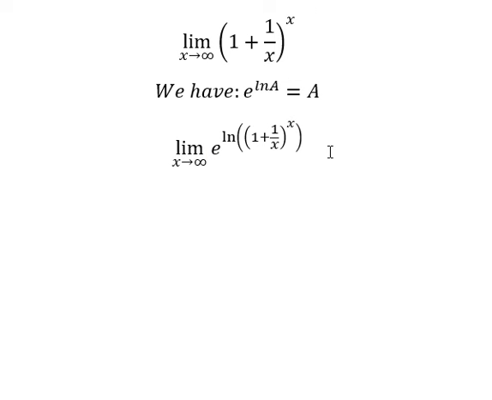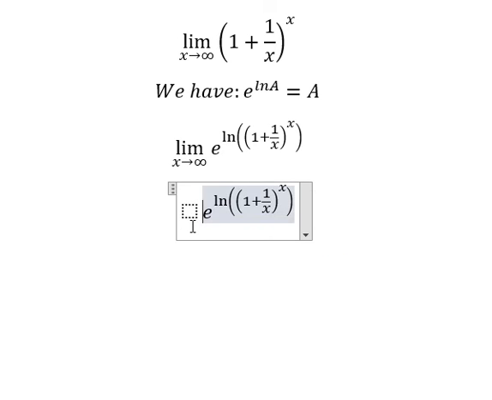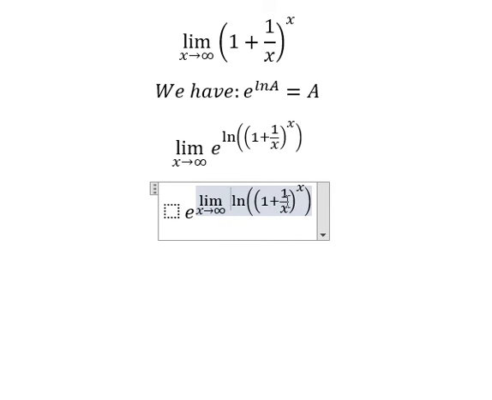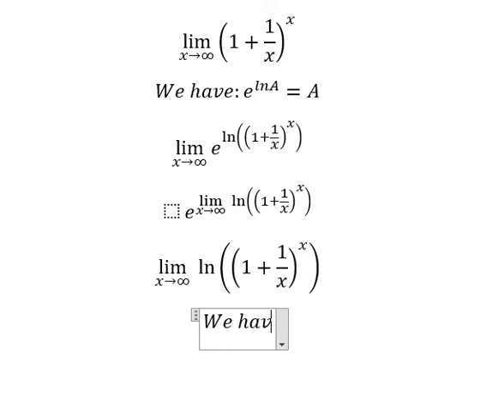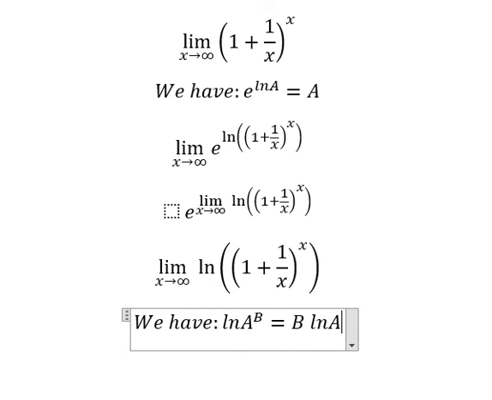Next, I will put the limit goal here. So we just concentrate on this one. Now we have the formula in here: ln 8 to the power of b equals b ln 8.